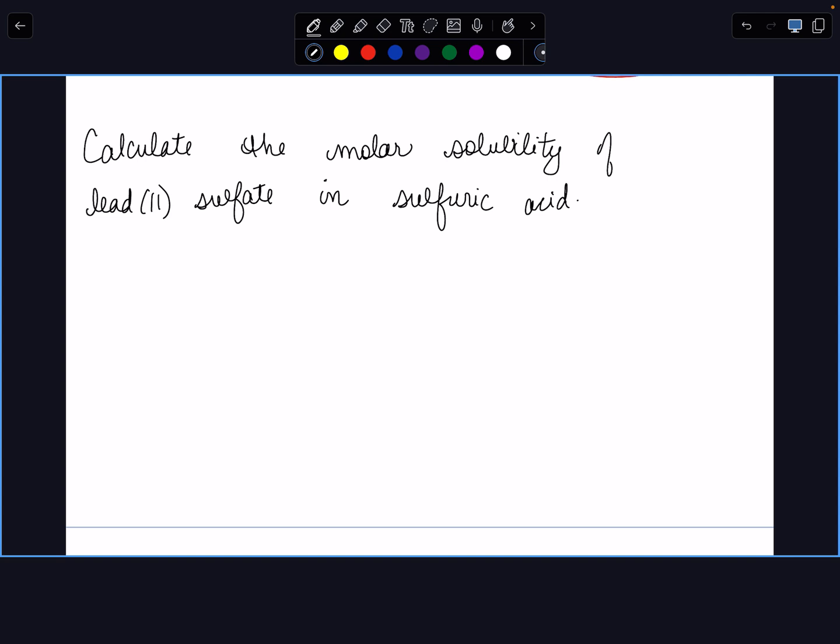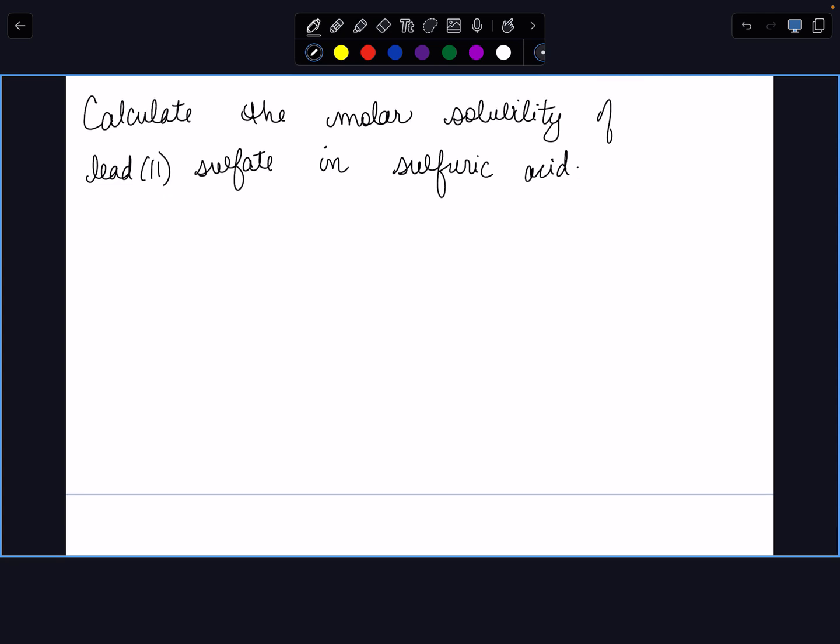Lead 2 sulfate, what's the formula for it? PbSO4. So you could write an equilibrium reaction for how that dissolves in water. What will that look like? PbSO4 in equilibrium with Pb plus 2 aqueous, SO4 minus 2 aqueous.